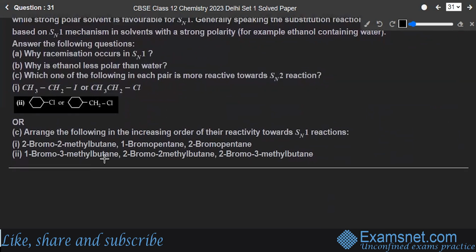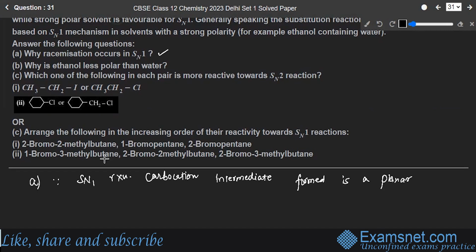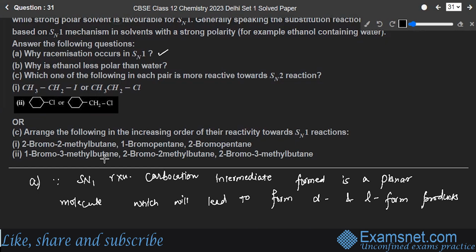Number one question is, why does racemization occur in SN1 reaction? See, because in the SN1 reactions, the carbocation intermediate formed is a planar molecule, which will lead to the D and L form products. So racemization occurs. Let's write it down. Because in SN1 reactions, the carbocation intermediate formed is a planar molecule which will lead to form D and L form products. Therefore, the racemization occurs.